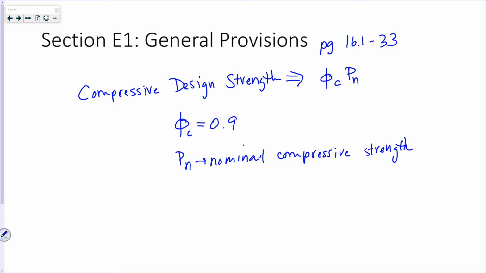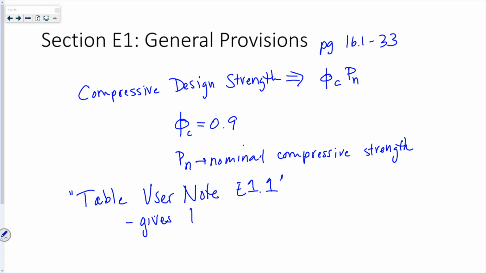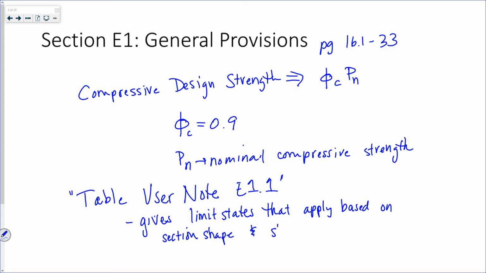There's also this lovely User Note, Table User Note E1.1, and this table, which I'm going to show you in a minute, gives limit states that apply based on your cross-sectional shape and if you have slender elements.